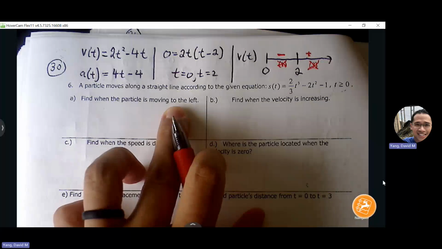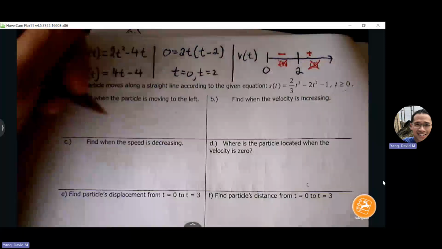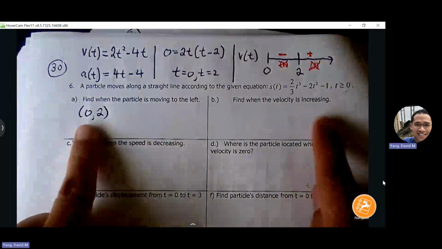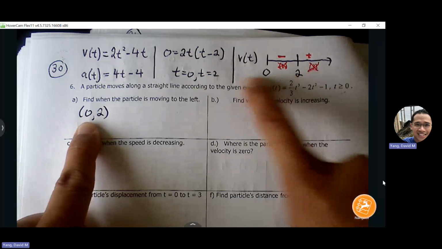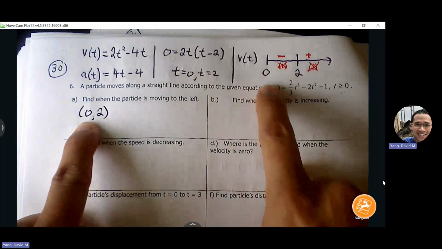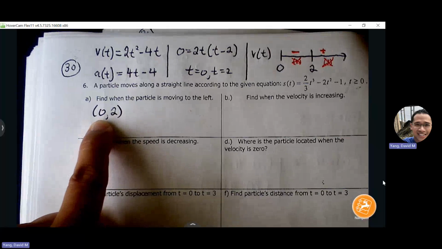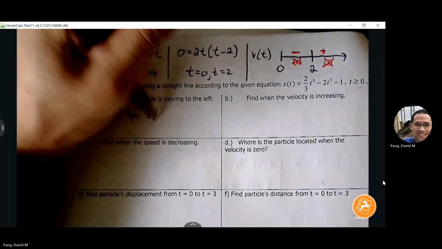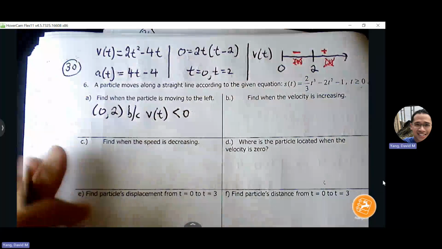Find when the particle is moving left. Moving left in which interval? 0 to 2. Now, if I test 0, because 0 is a part of my domain, if I plug in 0, I still get velocity 0. So I'm not going to include 0 in the movement to the left, because at 0 the particle is at rest. And what's the reasoning here? Because velocity is negative, or I'm going to say less than 0.